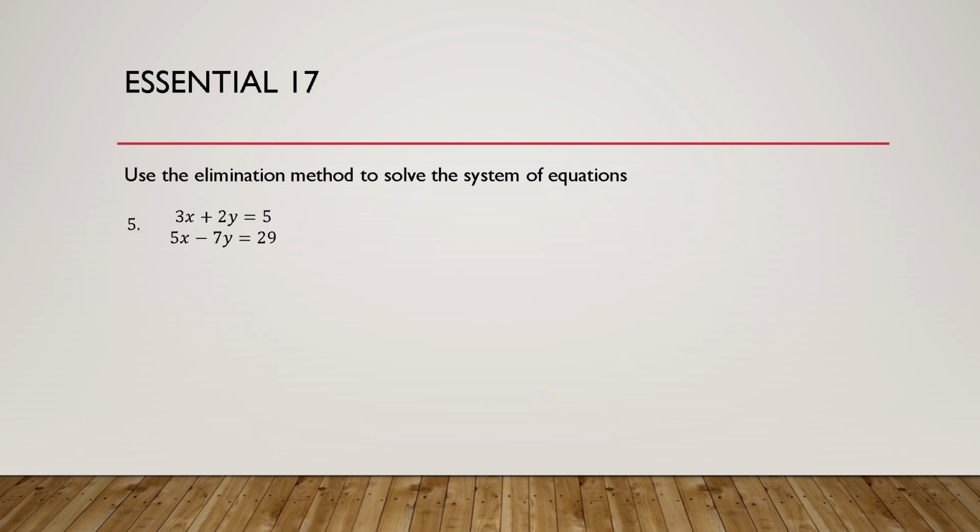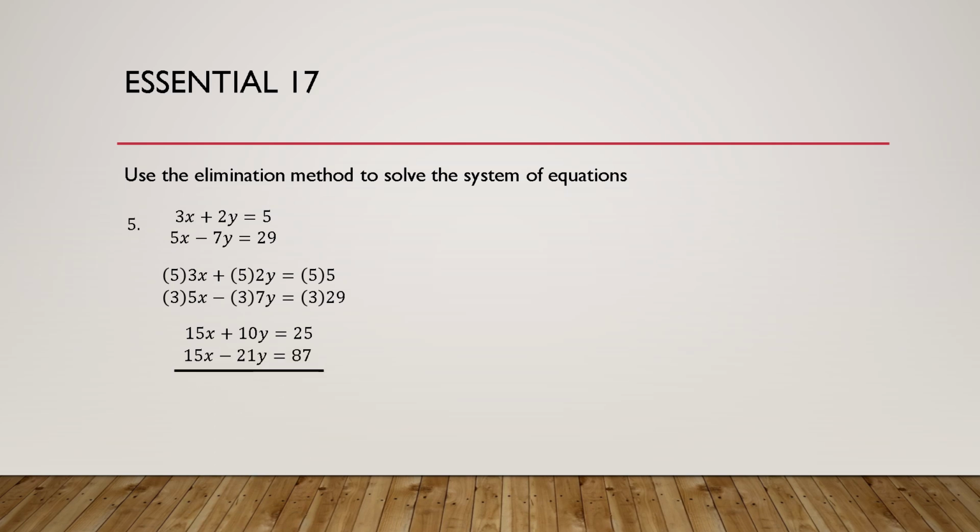Use the elimination method to solve the system of equations 3x plus 2y equals 5 and 5x minus 7y equals 29. To complete this, we need one of the coefficients to be the same in both equations. So let's look at the x coefficients. If we multiply each term on both sides of the first equation by 5 and all terms on both sides of the second equation by 3, we get 15x plus 10y equals 25 and 15x minus 21y equals 87.